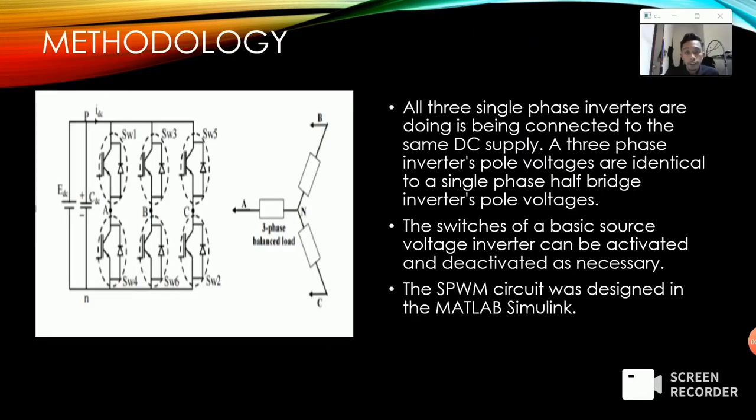Thank you. For the methodology, as we can see in the diagram, in our project we use the SPWM three-phase inverter circuit. All three single-phase inverters are connected to the same DC supply. The three-phase inverter pole voltages are identical to a single-phase half-bridge inverter pole voltage. The switches of a basic voltage source inverter can be activated and deactivated as necessary. For the SPWM circuit simulation, we design in MATLAB Simulink.